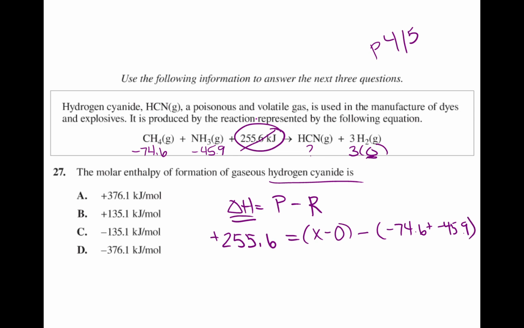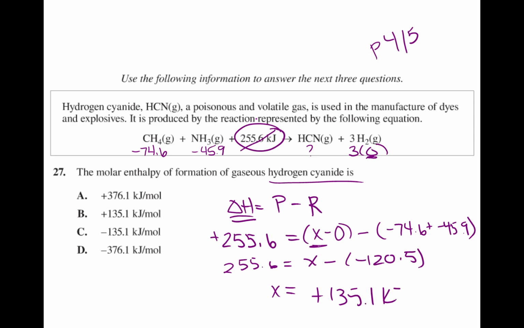So now our goal here is just to solve for X. So we would just simplify this equation so that 255.6 is still there. And then we'll have X minus, and this is negative 120.5. You're subtracting a negative, so it would become positive. So we would then subtract that value of 120.5 to the other side, and you would find X equals positive 135.1, and it would be kilojoules per mole because there's only 1 mole.